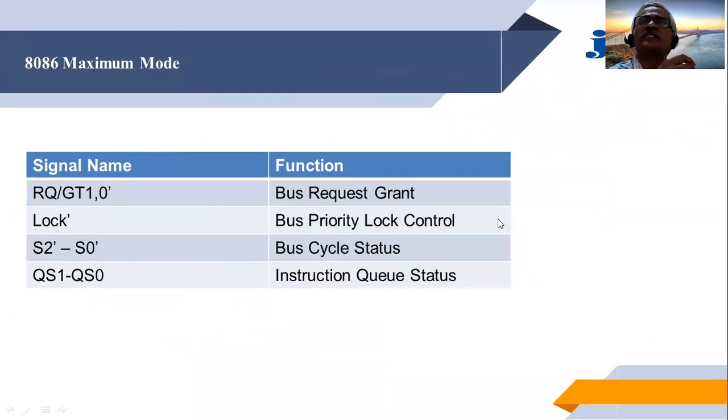Let's now discuss the maximum mode of operation. The signals responsible for the maximum mode of operation are RQ/GT0 bar and RQ/GT1 bar. There are two signals on two separate pins: one is RQ/GT1 and another is RQ/GT0 bar. These are the bus request/grant signals. LOCK bar is the bus priority lock control signal. S0, S1, S2 are the bus cycle status signals, and QS0 and QS1 are for the instruction queue status.